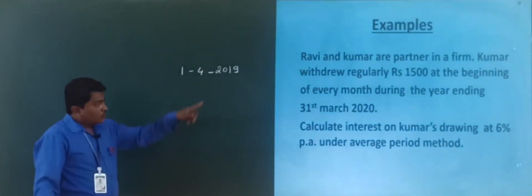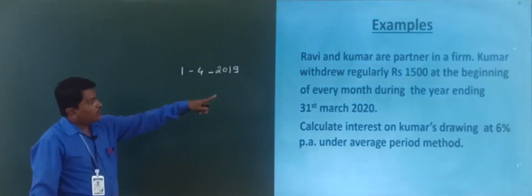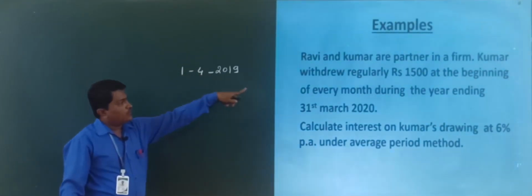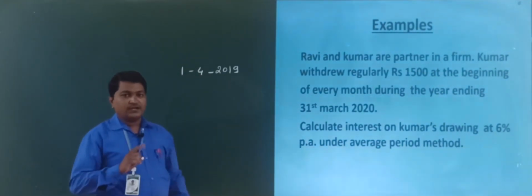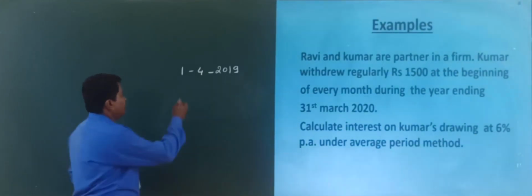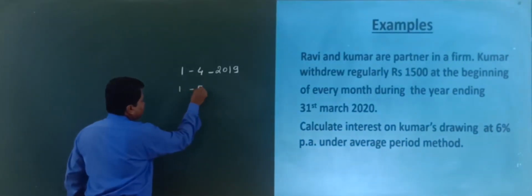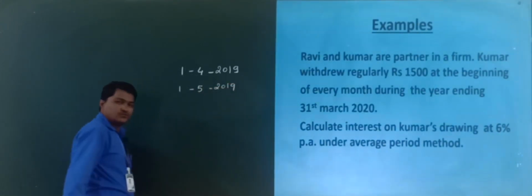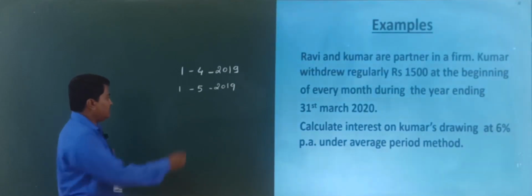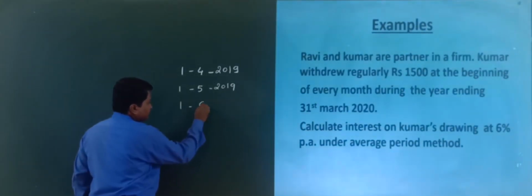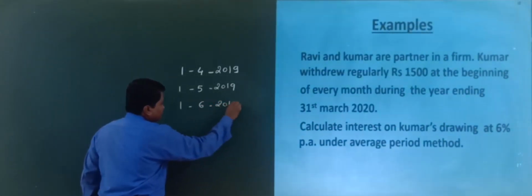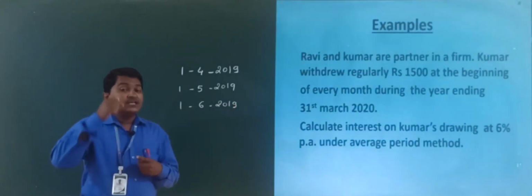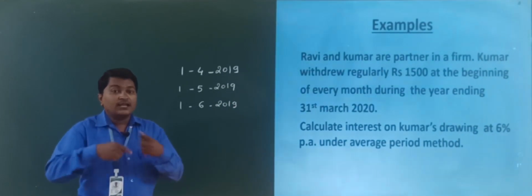Right. So what is the meaning of this question? Mr. Kumar withdrew on 1/4/2019. How much? Rupees 1500. Immediately, every month. Next month, 1/5/2019, again he withdrew 1500. Next, 1/6/2019, he withdrew 1500. It means he withdrew regularly.